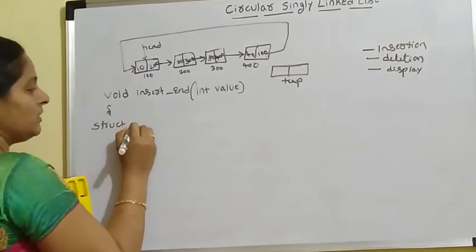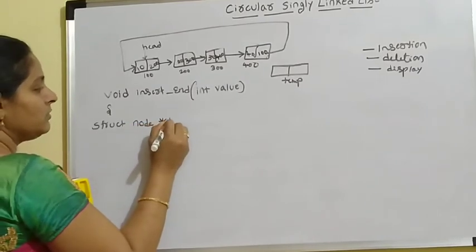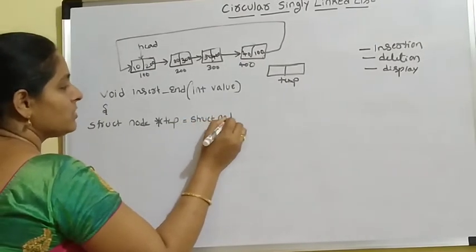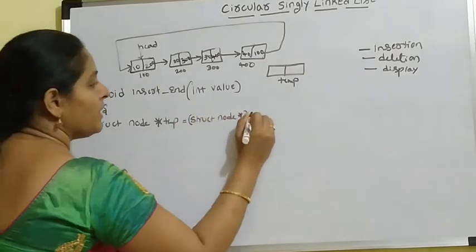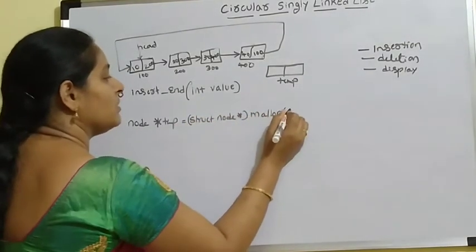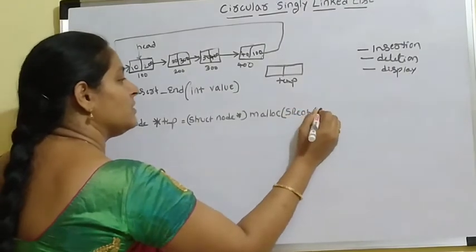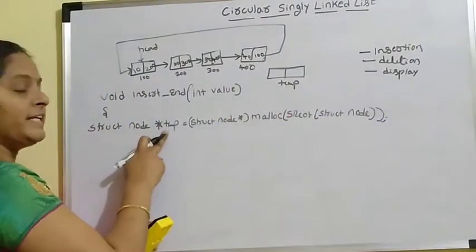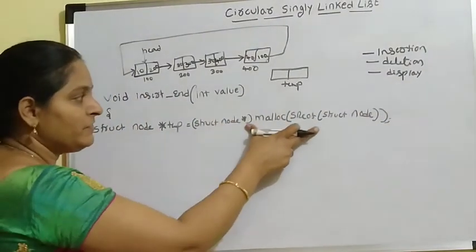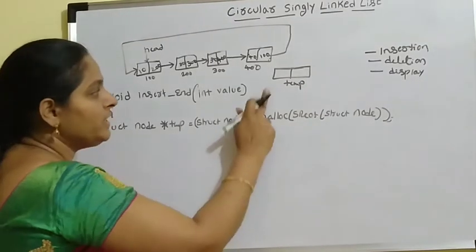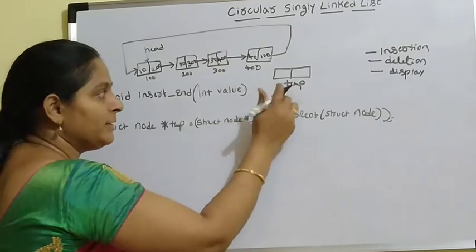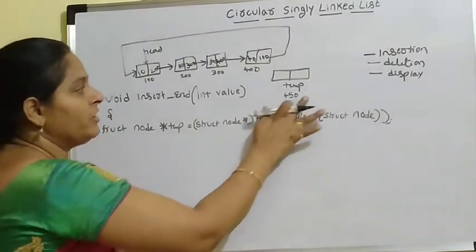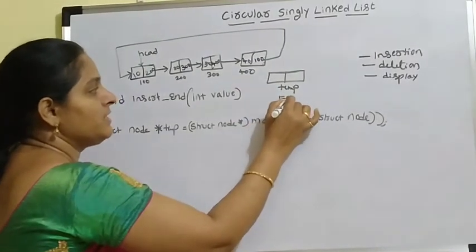Struct node star temp equal to struct node star malloc size of struct node. So first I am creating the temp pointer, then I am allocating the memory for the temp pointer. When this statement is executed, one node structure will be created with the name temp. Just assume that for this node the memory is allocated at address 500, just for understanding's sake.